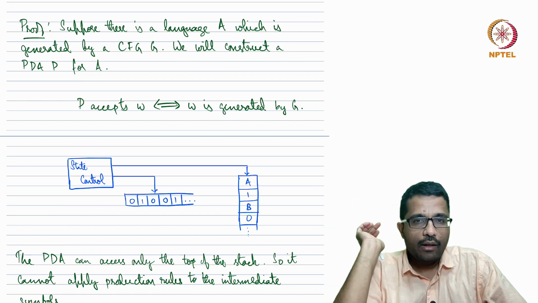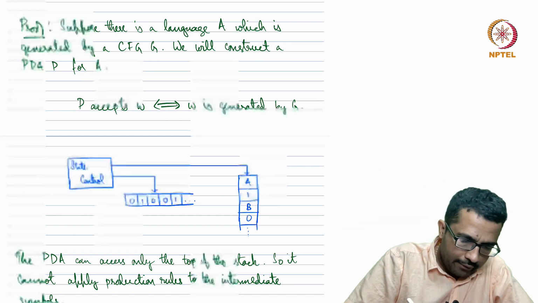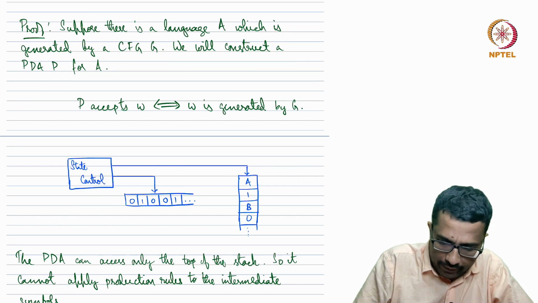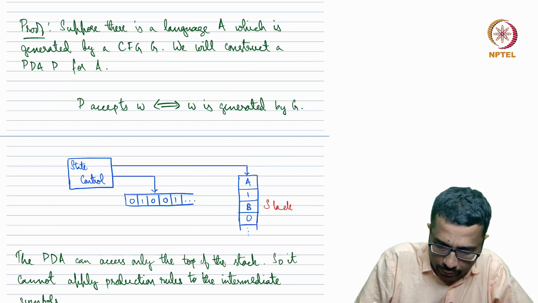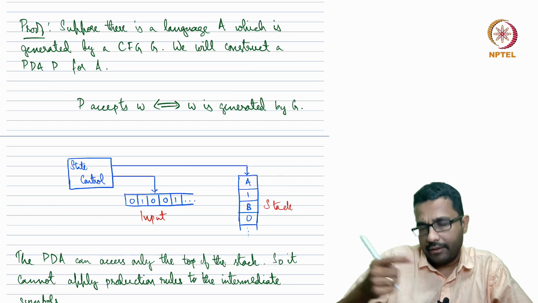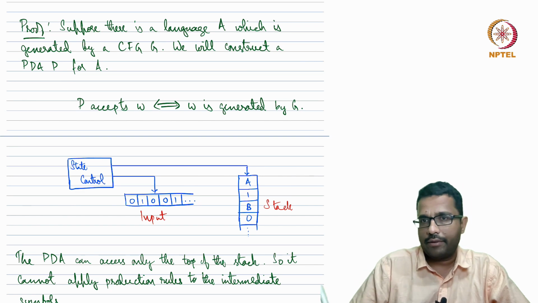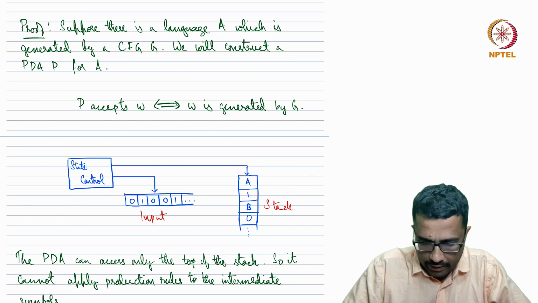Right? So let's try to see what the PDA can do. So we have a stack, we have a state control, and we have an input. Right? So the input is processed sequentially. You cannot go back or anything. You just read one symbol, one after the other, and the stack is this.